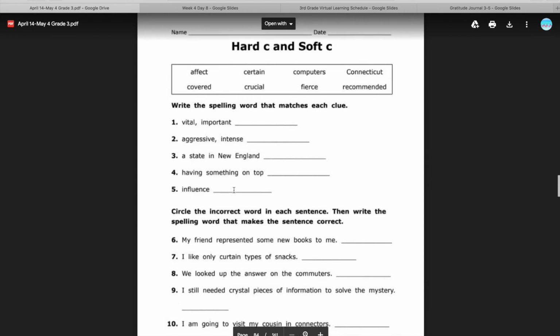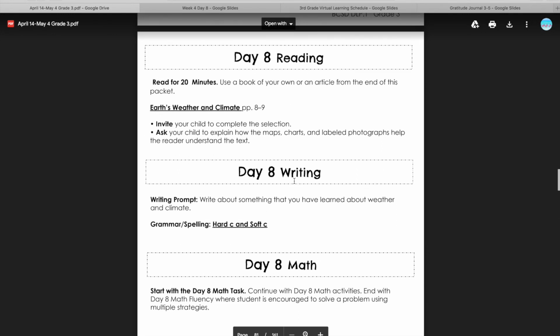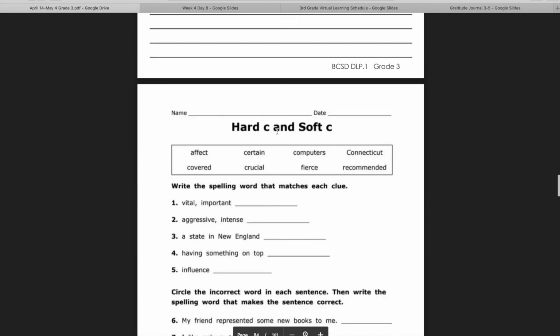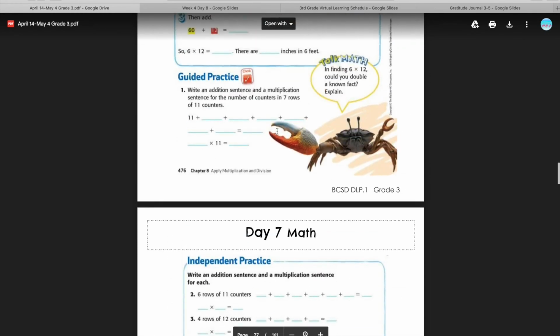You are working on hard and soft C, which we've already gone over this year. Remember, connect, I cut. So just remember those sounds. They also want you to explain how the maps, charts, and labeled photographs help the reader understand your text. So you are reading about the clouds. Let's go back up from day 7.